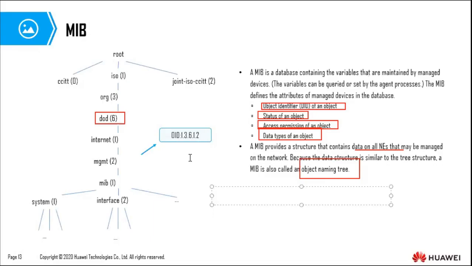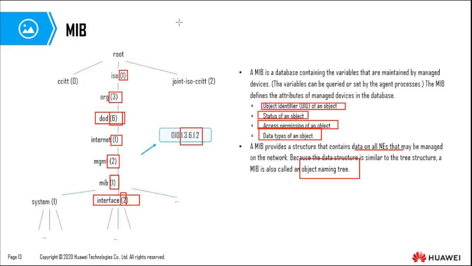I hope you understood this point: for example, to get to this interface, the OID is going to be 1.3.6.1.2.1.2, like that. So that's how the OID for this interface is defined. This example here is the OID for this object, for the management there. But for this other one, it's going to be .1.2, like that.